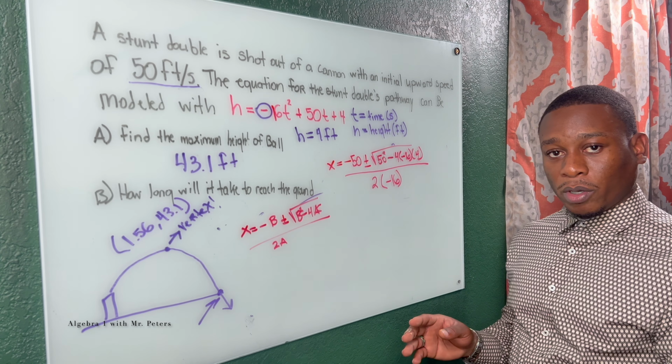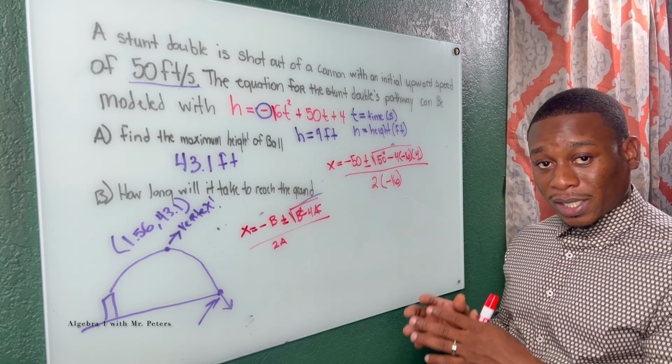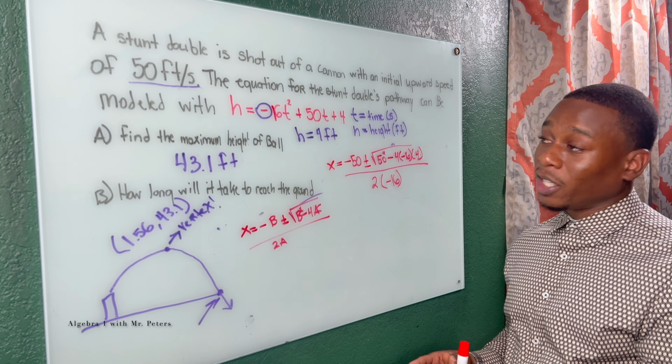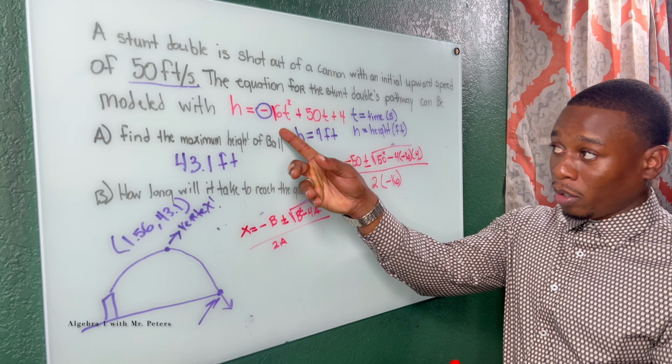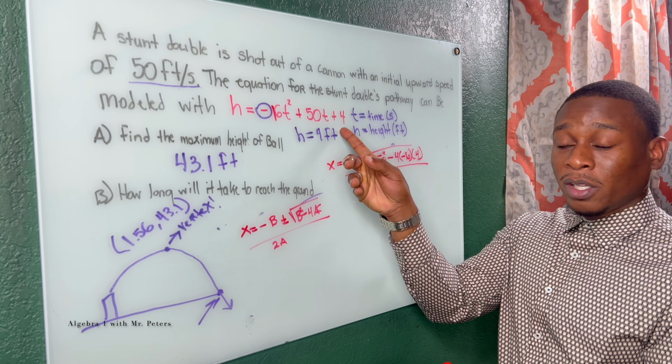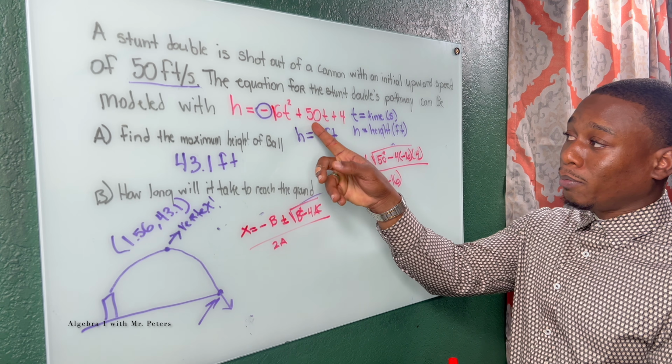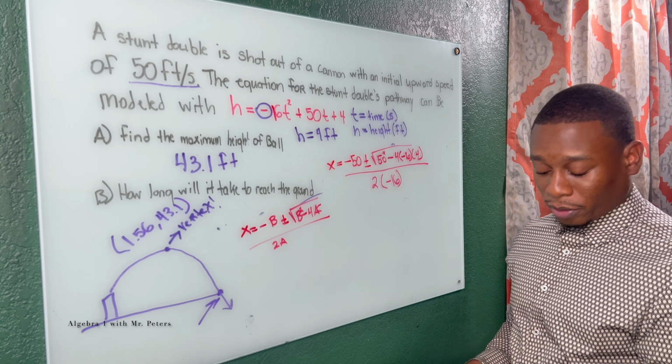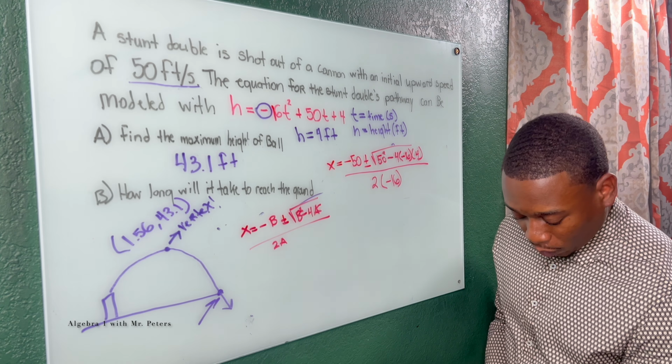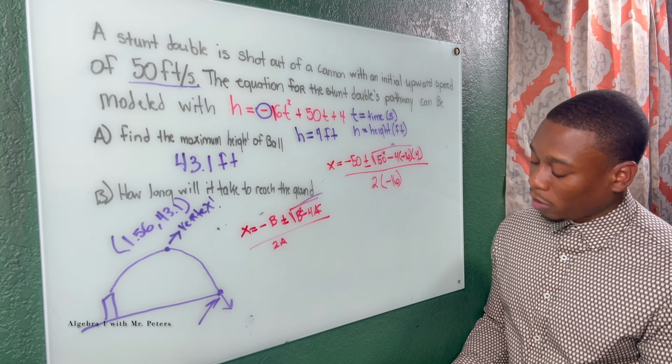And just remember, we get a, b, and c from the standard form of a quadratic equation, ax squared plus bx plus c. So the a term is 16, b is 50, c is 4. Okay, so now we go in and we're going to simplify. So let's do this now.